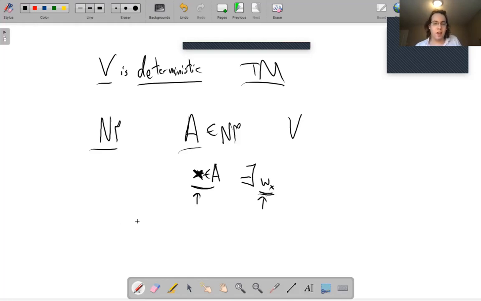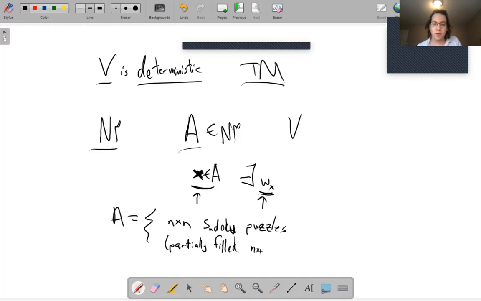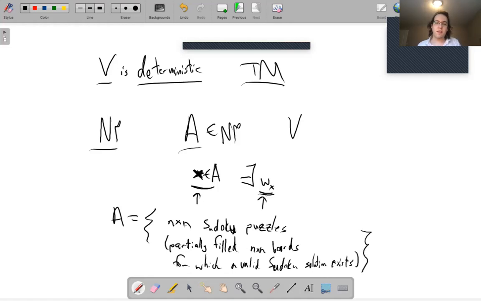So for example, here's an example. A is the language of all Sudoku puzzles, like generalized Sudoku, like n by n Sudoku puzzles. So these are partially filled n by n boards for which a valid Sudoku solution exists. So A is these solvable Sudoku boards.